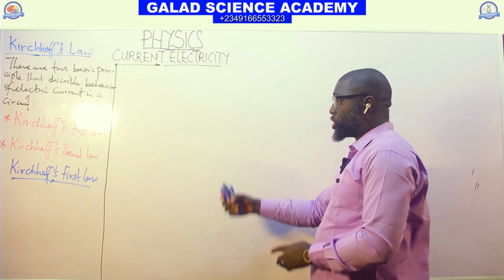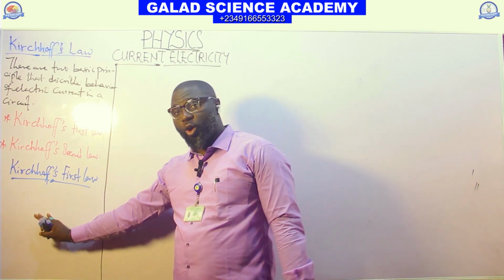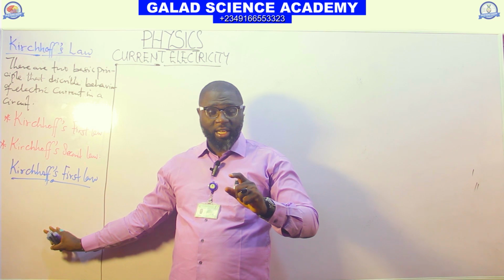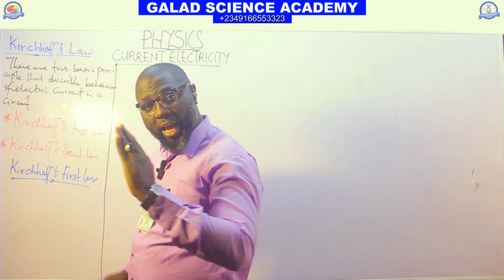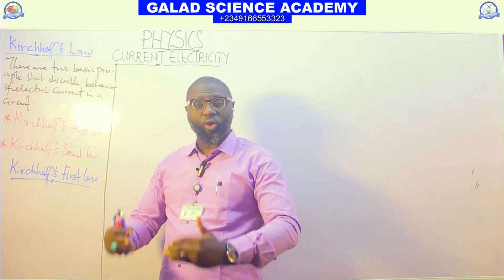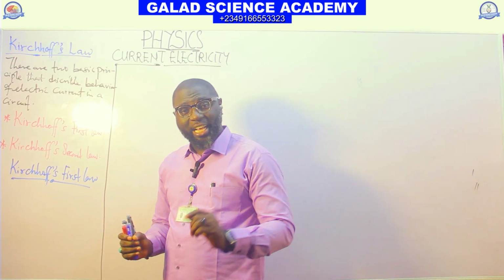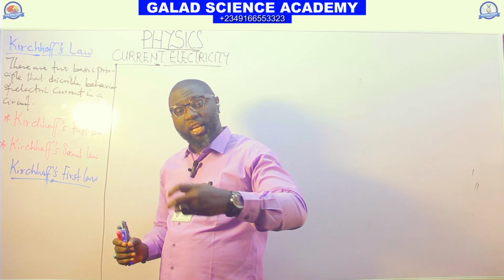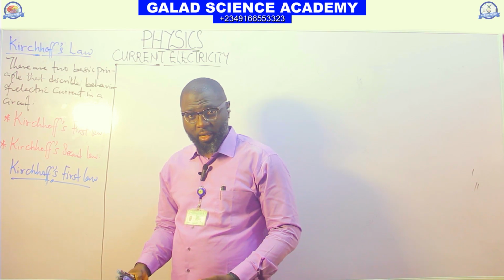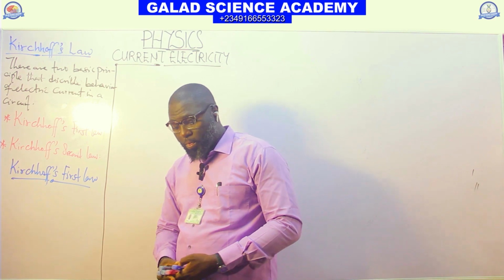This is also known as the junction's law. And this first law states that the sum of the currents in a circuit entering a junction is equal to the sum of the currents leaving the junction. The current that moves into the junction is equal to the current that moves out of the junction. That is Kirchhoff's first law.